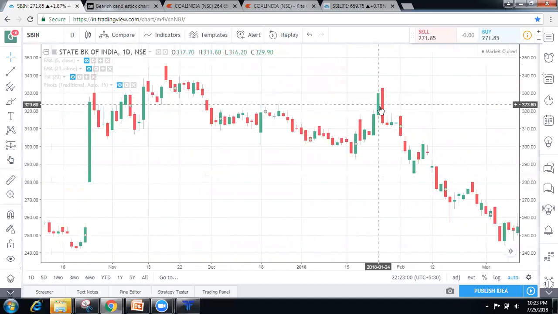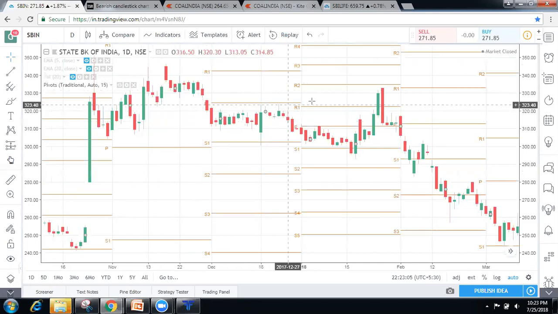Okay, now here this is a bearish engulfing. This is a bearish engulfing. This resistance is broken. We took a trade at S1. We took a trade at the pivot point. So we entered here at pivot point 313.